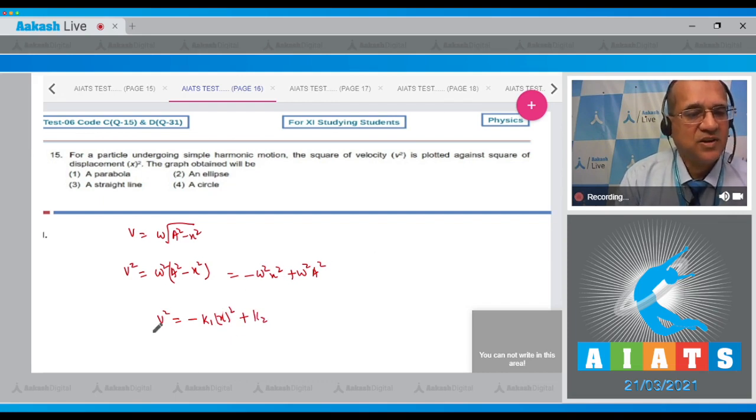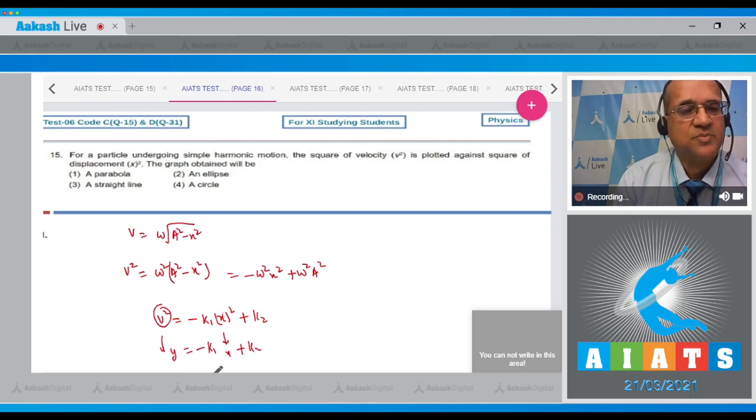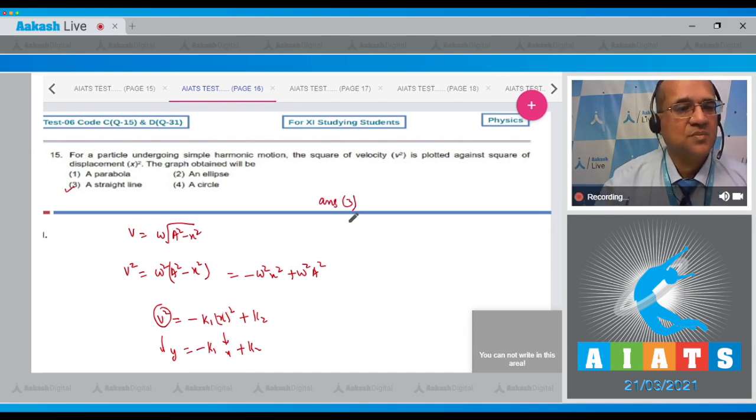Now the graph is between v square, let's take it as y, and x square as x, plus a certain constant. Now see, this graph will be a straight line because the equation is y is equal to minus mx plus c. So the graph is a straight line. So option 3 is the correct option.